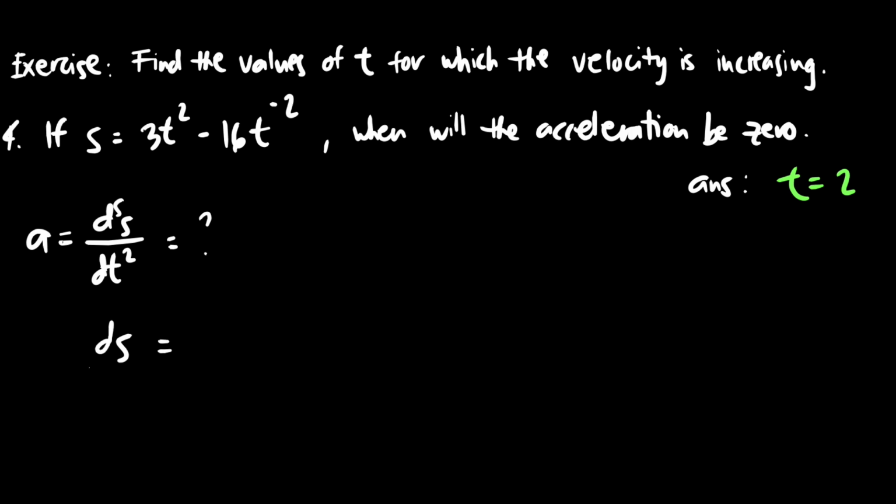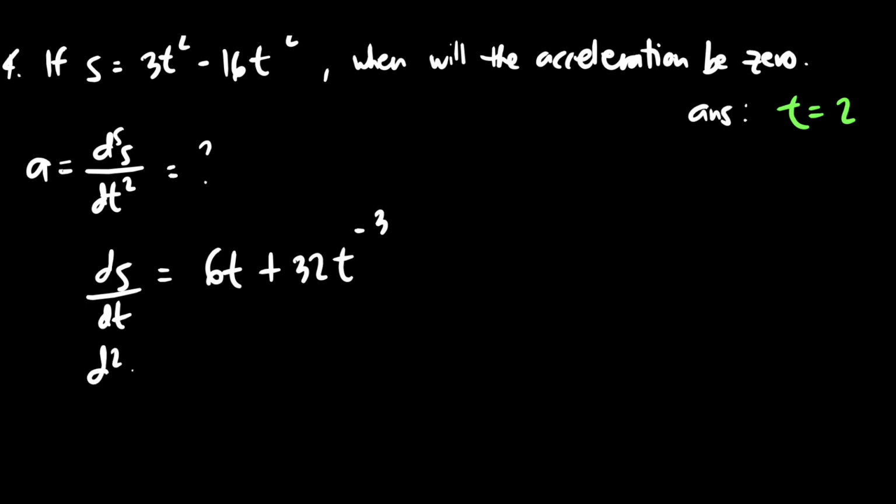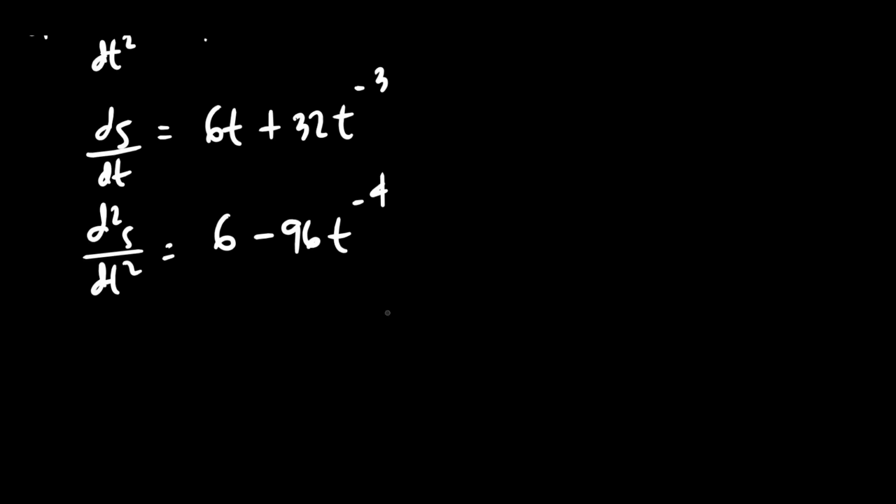So ds over dt is equal to 6t minus, so it is plus, 32t raised to the power of negative 3. So d squared s over dt squared, we have 6 minus, 32 times 3 is just equal to 96, t raised to the power of negative 4. So we need to equate it to 0. So 0 is equal to 6, so negative 96 all over t raised to the power of 4.